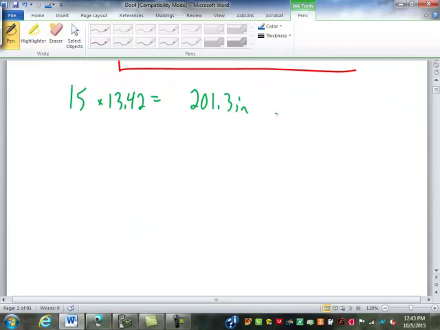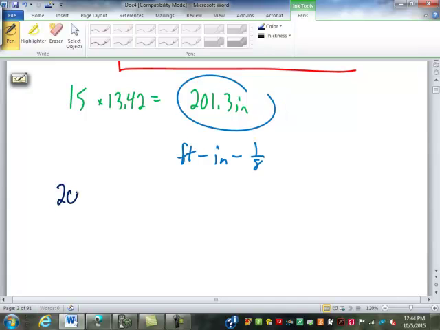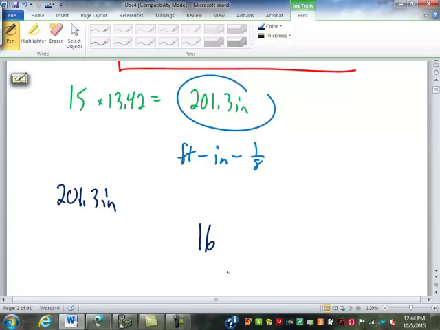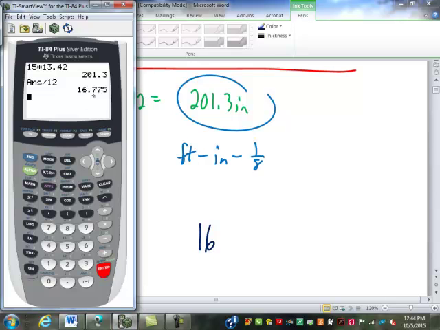So this is a good exercise for us right now, taking inches, and we're going to go feet, inches, and eighths. Same process would apply for feet, inches, and sixteenths. So we're going to start out with 201.3 inches. What I'm going to do is in my calculator, I got 201.3. I'm going to divide by 12. It gives me 16. Notice all I wrote is the 16. Nothing else. So back to my calculator, I got 16.775. I'm going to subtract the 16.